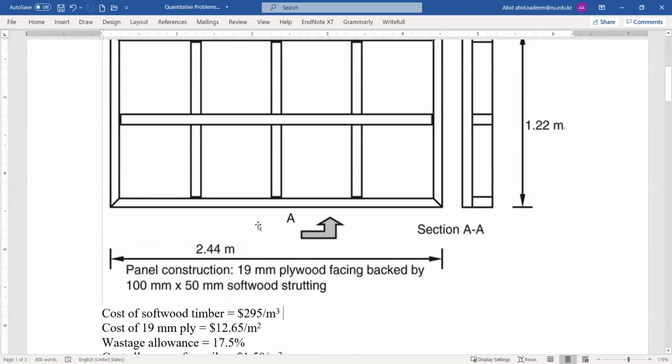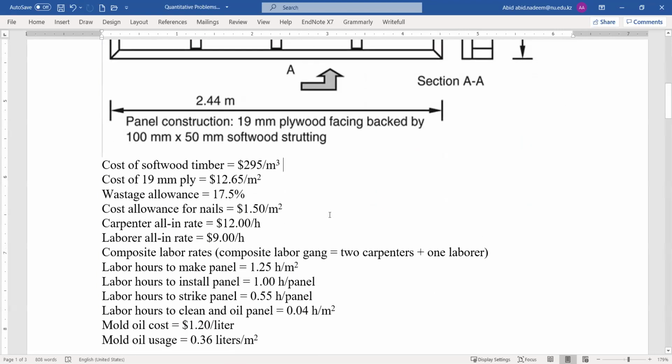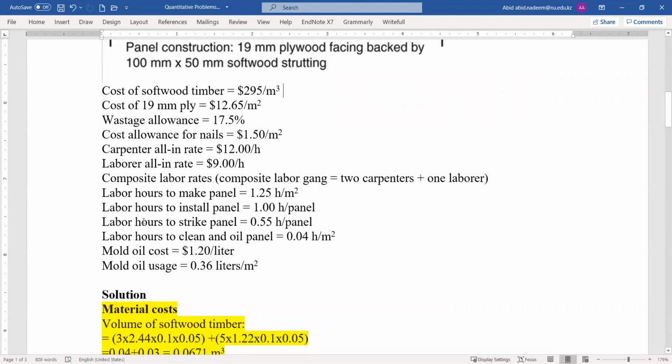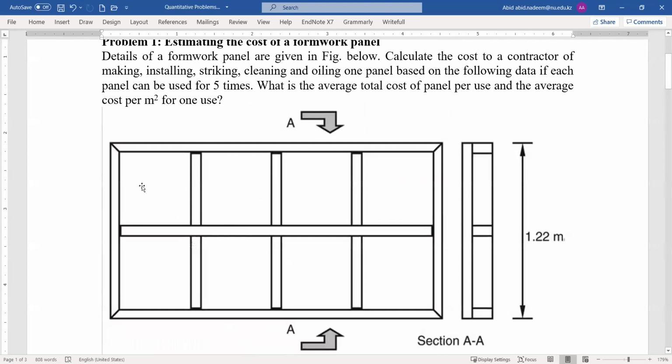So if this formwork panel is to be used, then after it is used, it has to be removed. So removing the formwork panel, you need these activities: strike the panel, clean the panel, and before that, some labor is needed for installing the panel as well. So what we have to do is calculate the cost of this operation. The cost of this operation will include the labor cost plus the material cost.